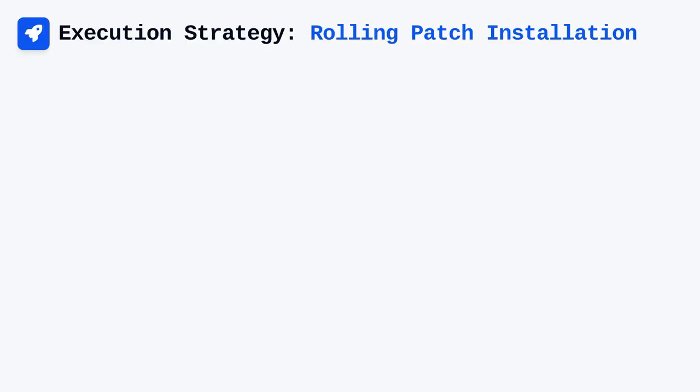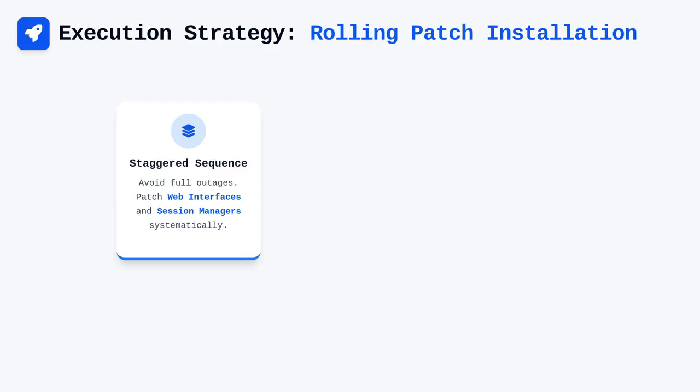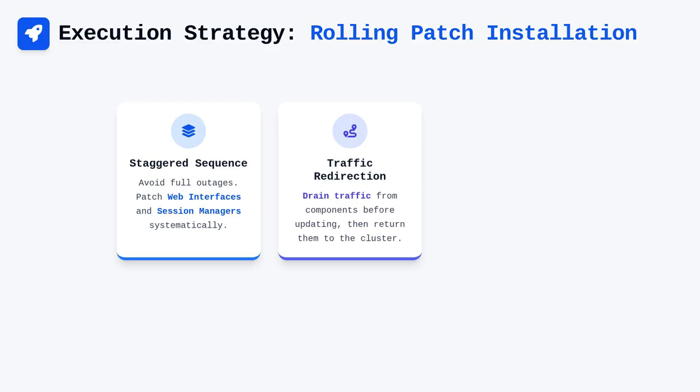Once you move from testing to execution, your strategy should focus on minimizing service disruption through a rolling patch installation. Instead of taking the entire infrastructure offline, you can systematically patch web interfaces or session managers in a staggered sequence to ensure high availability is maintained throughout the process. This controlled deployment style relies on a well-defined sequence where traffic is redirected or drained before a component is updated and returned to the cluster.